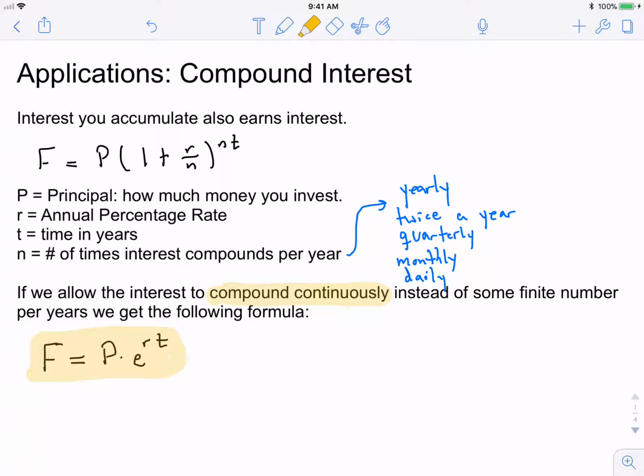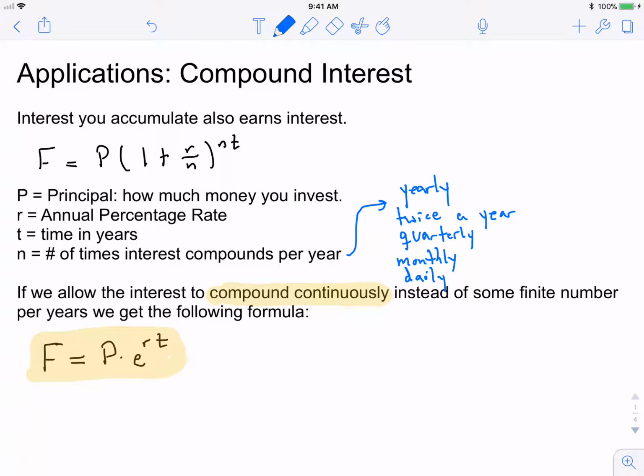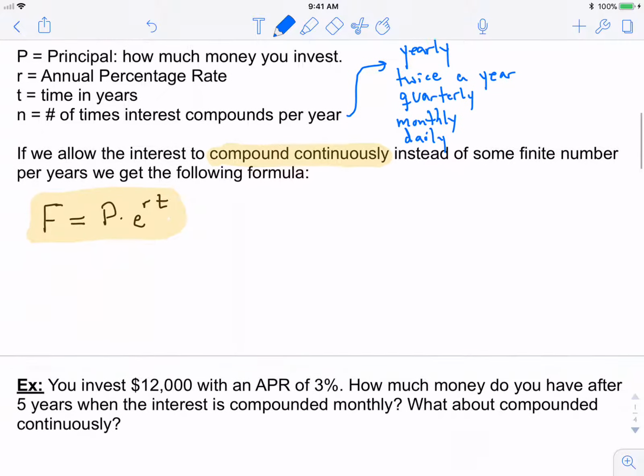In this formula, P is still principal, R is still the annual percentage rate, and T is still time in years, but we don't have an N anymore since our interest is compounding literally as fast as possible. And it becomes an easier formula, and the rate at which our money grows stabilizes at this 2.718 number, which is very interesting and very easy to use. So let's see how we can plug some numbers into these formulas and see what the money turns out to actually be.